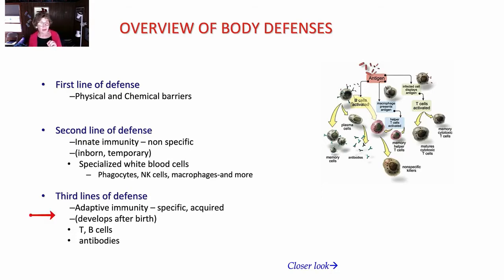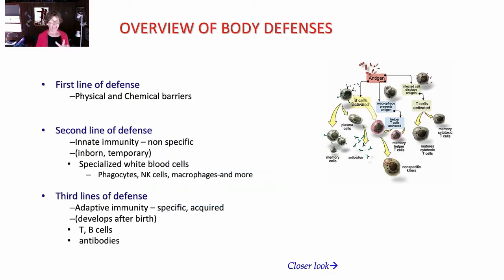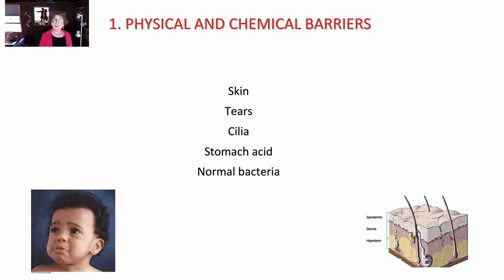And our third line of defense is our adaptive immune response. This is a specific immune response. It's acquired, meaning it develops after birth, and involves T cells, B cells, and antibodies. We're going to go over these many times. So first we have our physical and chemical barriers.